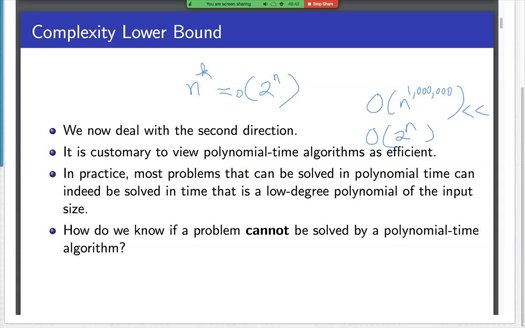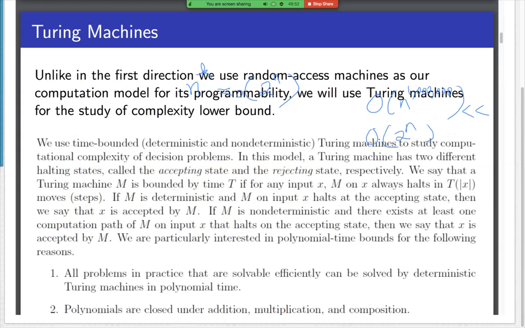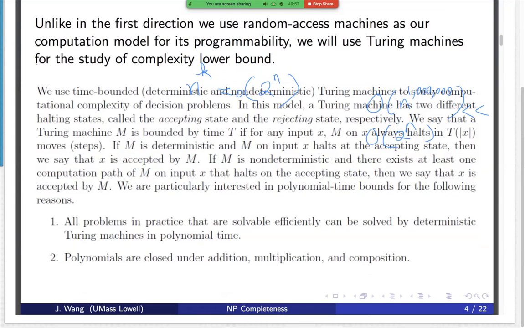Okay, so in other words, let's look at the second property: polynomials are closed under addition. You have two polynomials, you add them up, it's a polynomial. So that is a good measure.